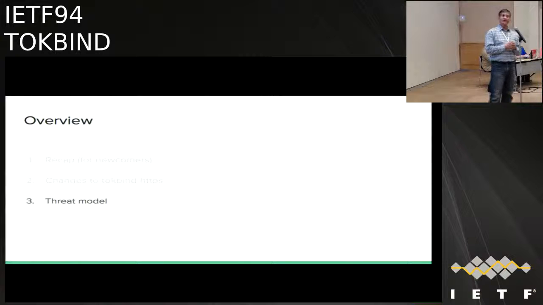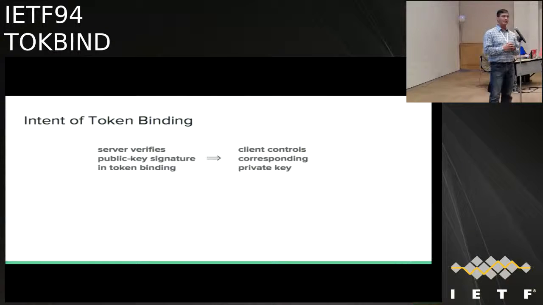Next slide, please. So let's look quickly at the threat model that we're trying to solve here. The key assertion that token binding provides is the following. When the server verifies the public key signature in the token binding, it's getting proof that the client that's presenting this token binding header to it controls the private key.